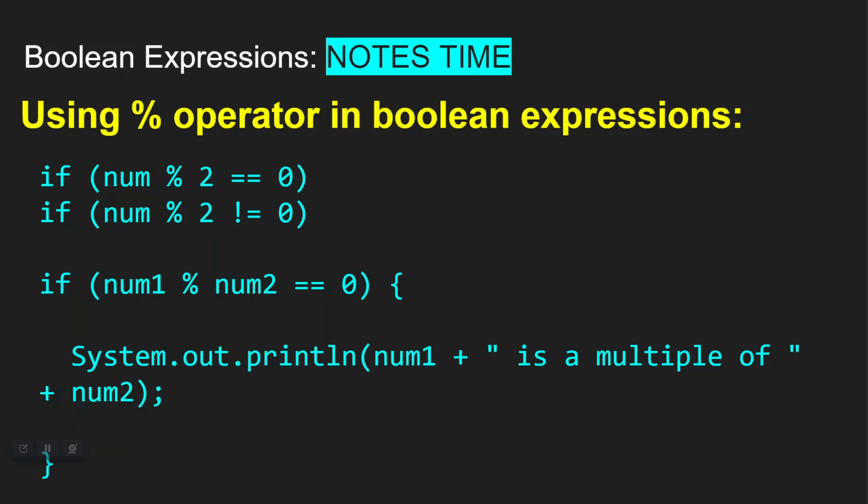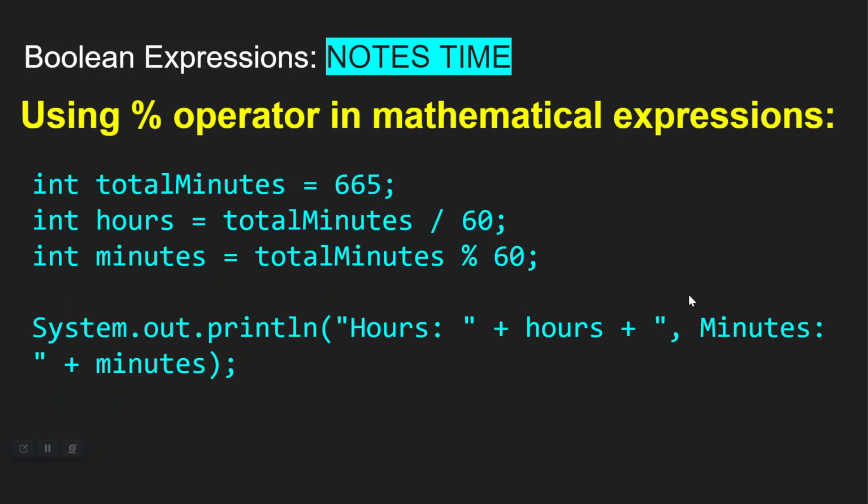And let's see, you can use mod in a couple of different ways in some Boolean expressions here. So again, if num mod 2 is equal to 0, that means it must be an even number. You could do if num mod 2 is not equal to 0, that means it's got to be an odd number. And then down here, if num1 modded by num2 is equal to 0, then again, you would say num1 is a multiple of num2.